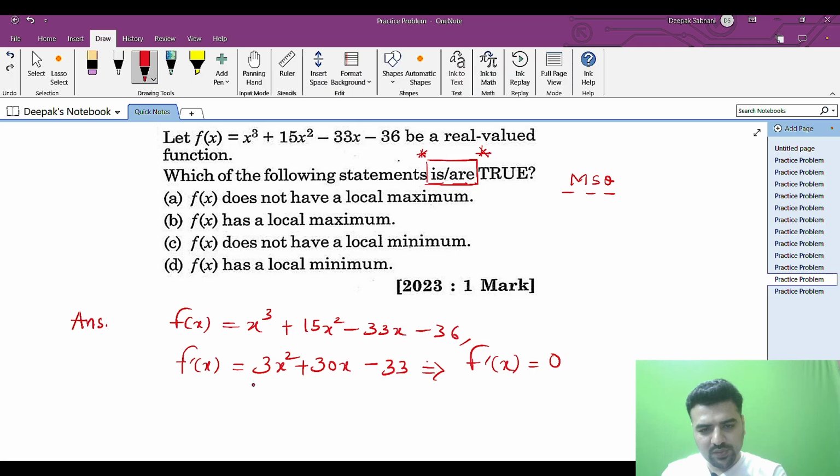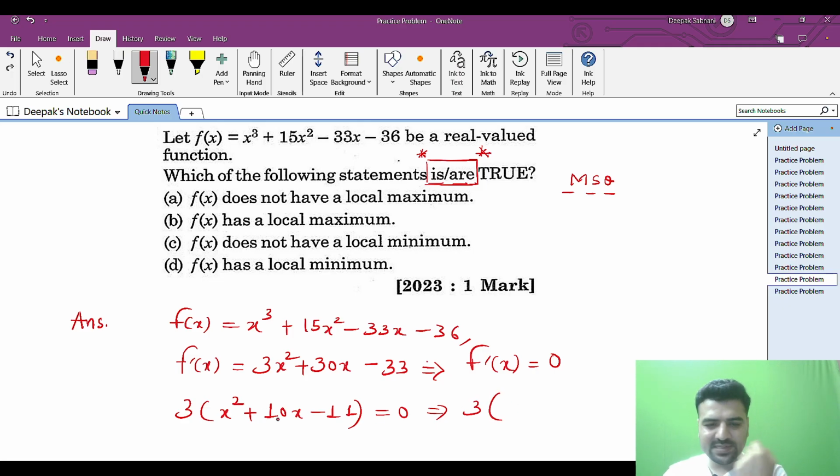So you can take 3 common. This will be x square plus 10x minus 11 equal to 0. Okay, this implies 3 times... One root you can say is 1, it is there, right? Or you can write 10x as 11x minus x. And one root I am able to see is 1. So 11 minus 11 is 0.